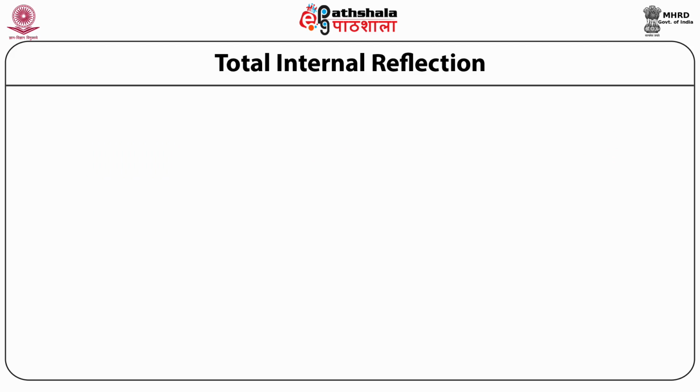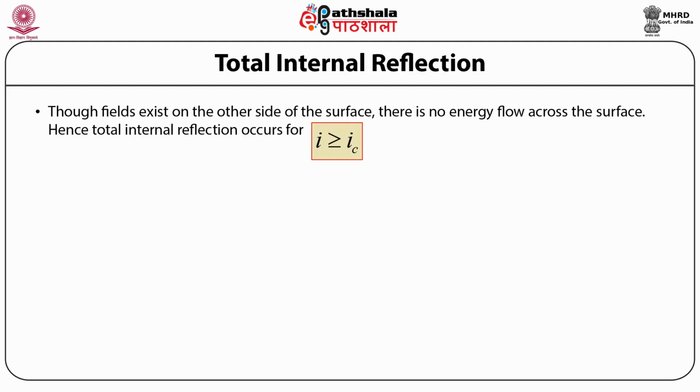Total internal reflection. Now from the above discussion it is clear that while the electric field does penetrate into medium 2 for angle of incidence equal to or greater than the critical angle of incidence, there is no flow of energy across the surface, and this phenomenon is called total internal reflection.